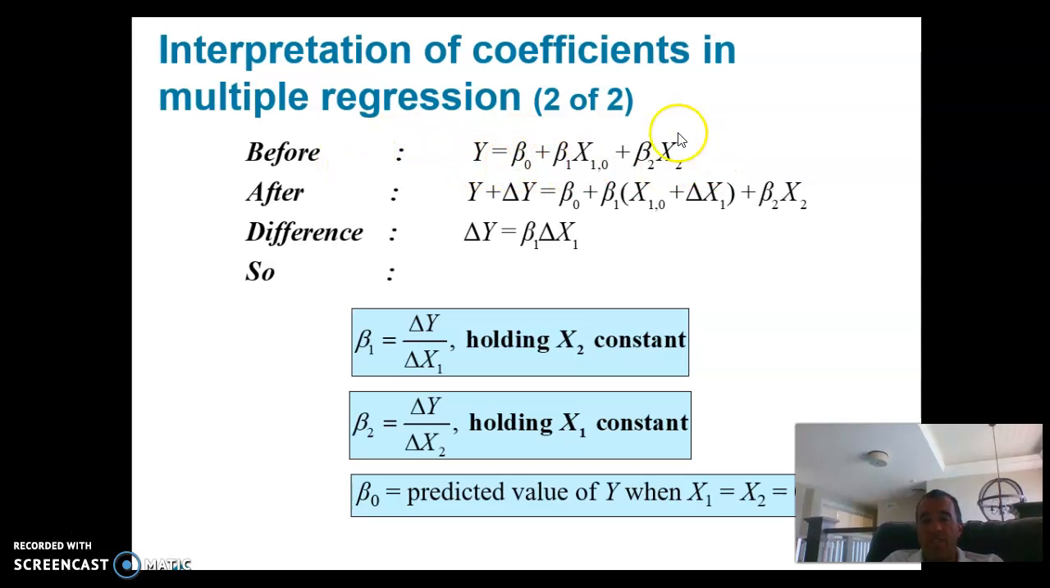Now, interpretation of coefficients in multiple regression. Before, we have this right here that we just established. After, we're looking at the change and what happened with the change. The difference is going to be the difference between before and after, and the difference will tell us maybe the change in coefficient or how the model changed in predicting information.